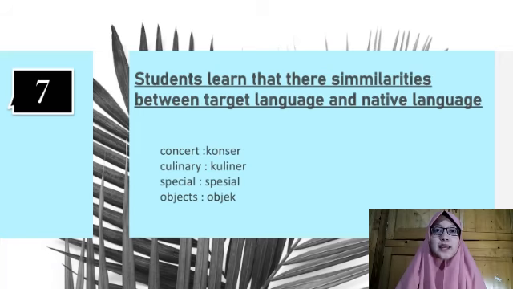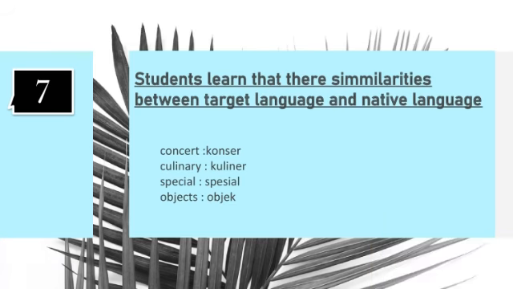The seventh step is students learn that there are similarities between the target language and the native language. For example, concert, culinary, special, object. That there is a word in English that corresponds with a word in Indonesian.